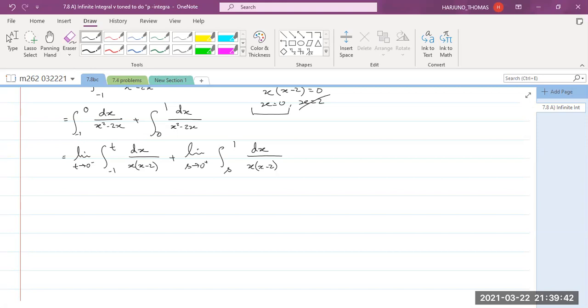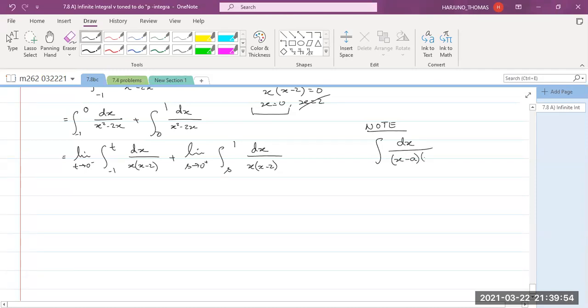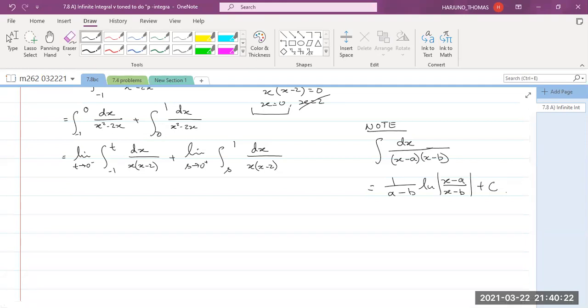Now, I wonder if you remember that. What is the integral? Anybody can help me? This is worth memorizing. What is the integral of 1 over x minus a, x minus b? Anybody remember? Isn't it 1 over a minus b times ln x minus a minus ln x minus b plus c, right? Yeah.